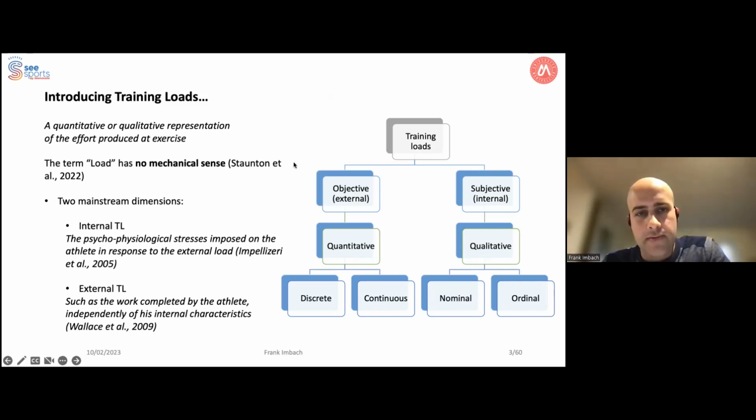For subjective training load, we have qualitative or categorical data or variables. We are mostly on the two sides of this data, such as nominal data, we could say the type of training, and ordinal data, such as any visual analog scales, such as RPE.